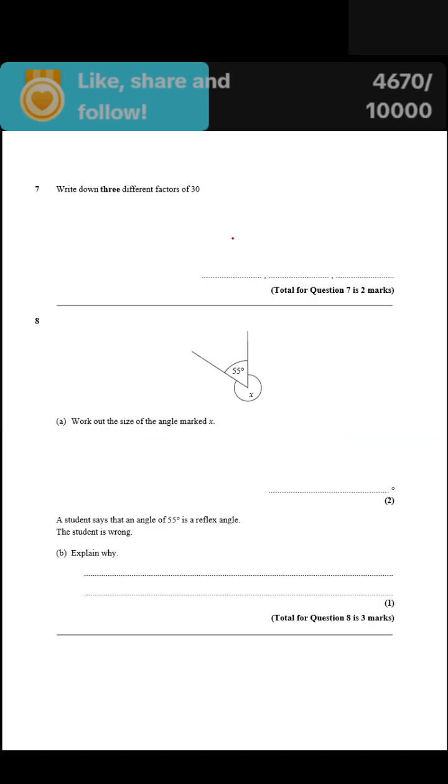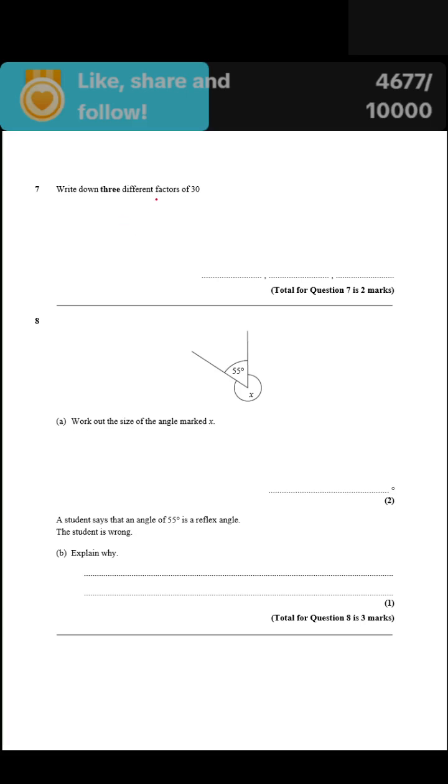So on to question 7. Write down 3 different factors of 30. This question kind of changes slightly between AQA and Edexcel. Edexcel will say write down 2 factors, write down 3 factors, write down a factor. AQA like to say write down all the factors.